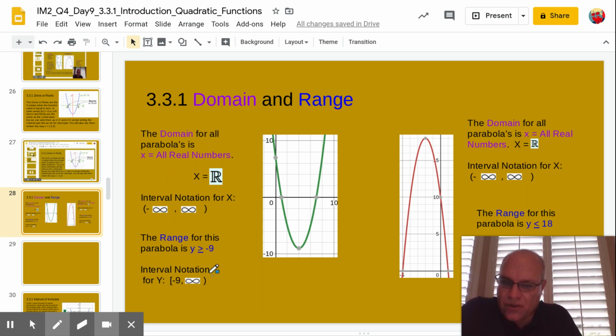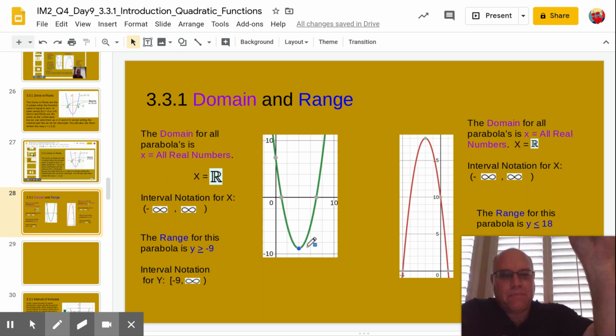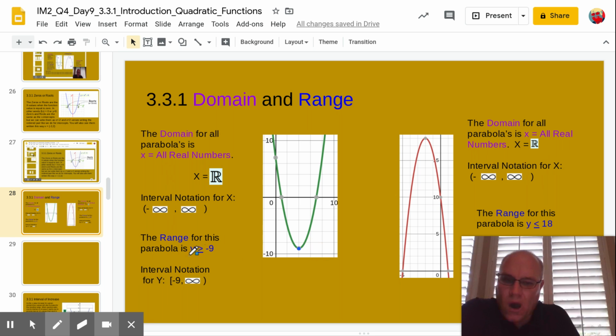Now the range is different. So this parabola, the green one here, is opening up. The vertex point here is 4, -9. So the y value is -9, and then from there it goes up. So we say that y is greater than or equal to -9. That would be our range for this parabola.